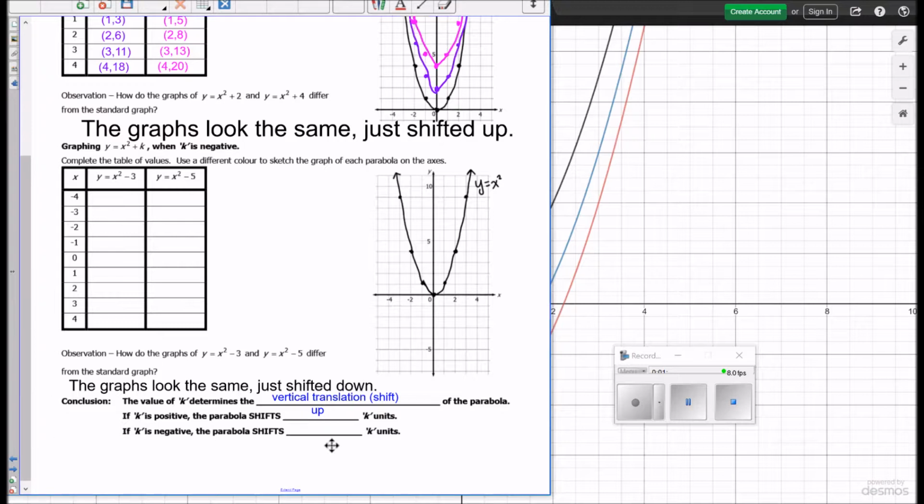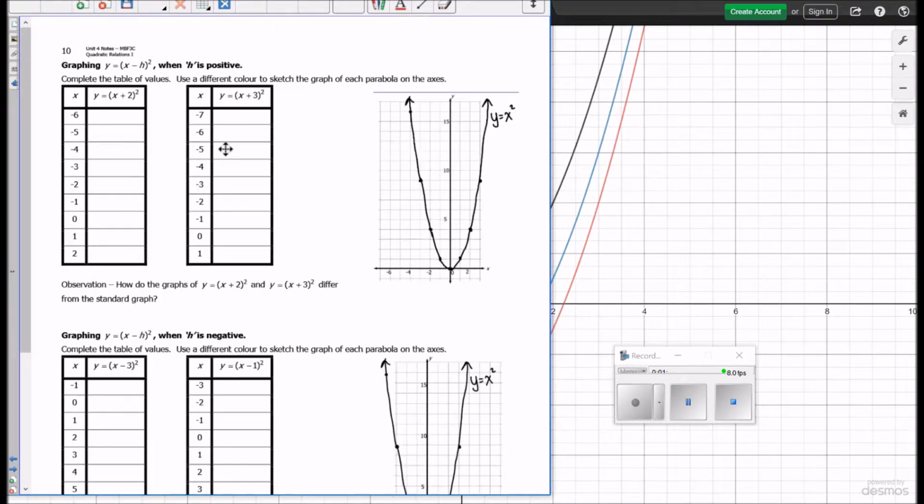We're going to say if it shifts, if it's positive, it shifts up. If it's negative, it's going to shift down. Okay? And that's what we need to know about k. All right, now we need to know what's going to happen if we have h.